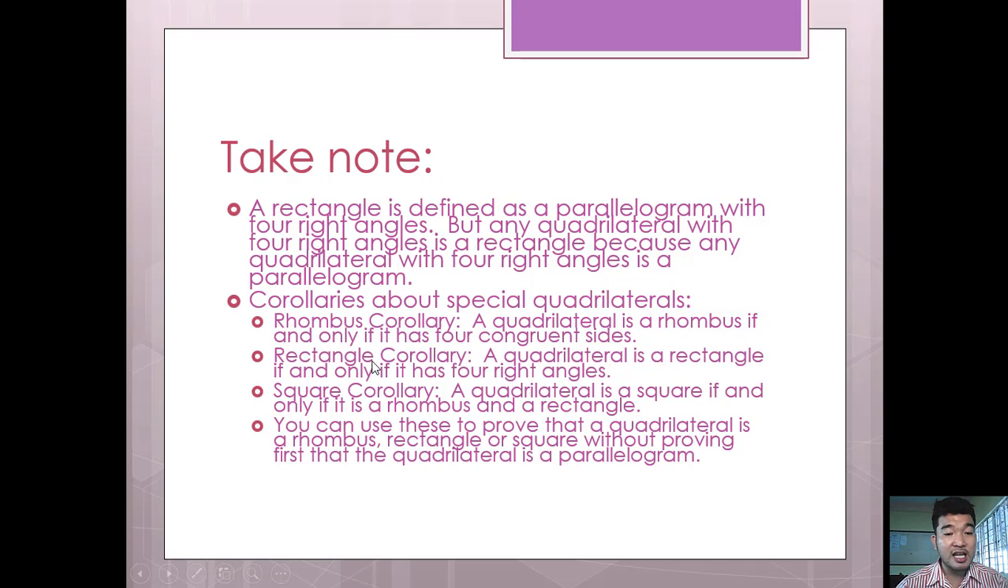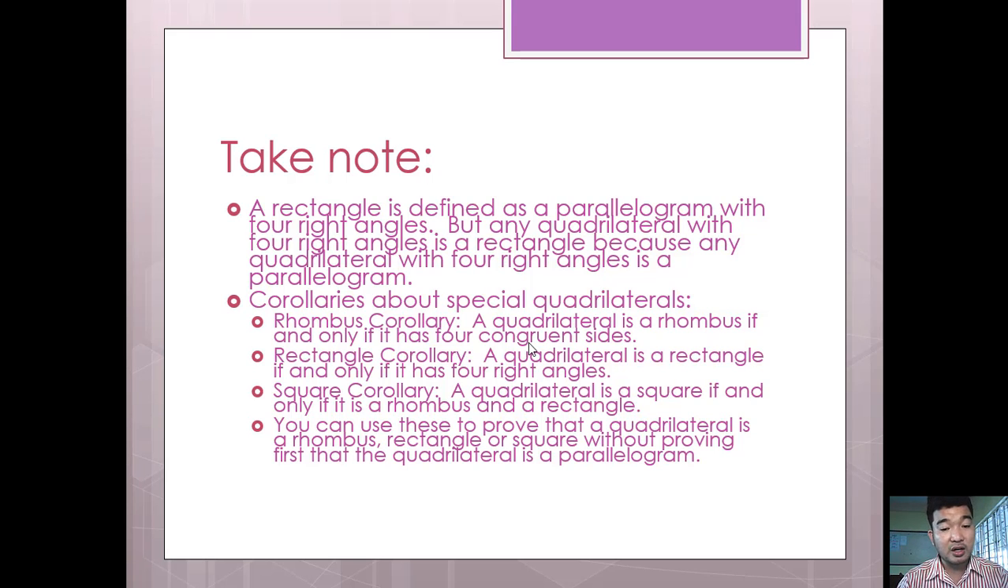So, here are the corollaries about special quadrilaterals. Tandaan ang mabuti. Rhombus corollary: A quadrilateral is a rhombus if and only if it has 4 congruent sides. So rhombus daw siya kapag meron siyang 4 congruent sides. Matatawag lang natin na rhombus ang isang quadrilateral kung meron siyang 4 na magkakamukhang sides.